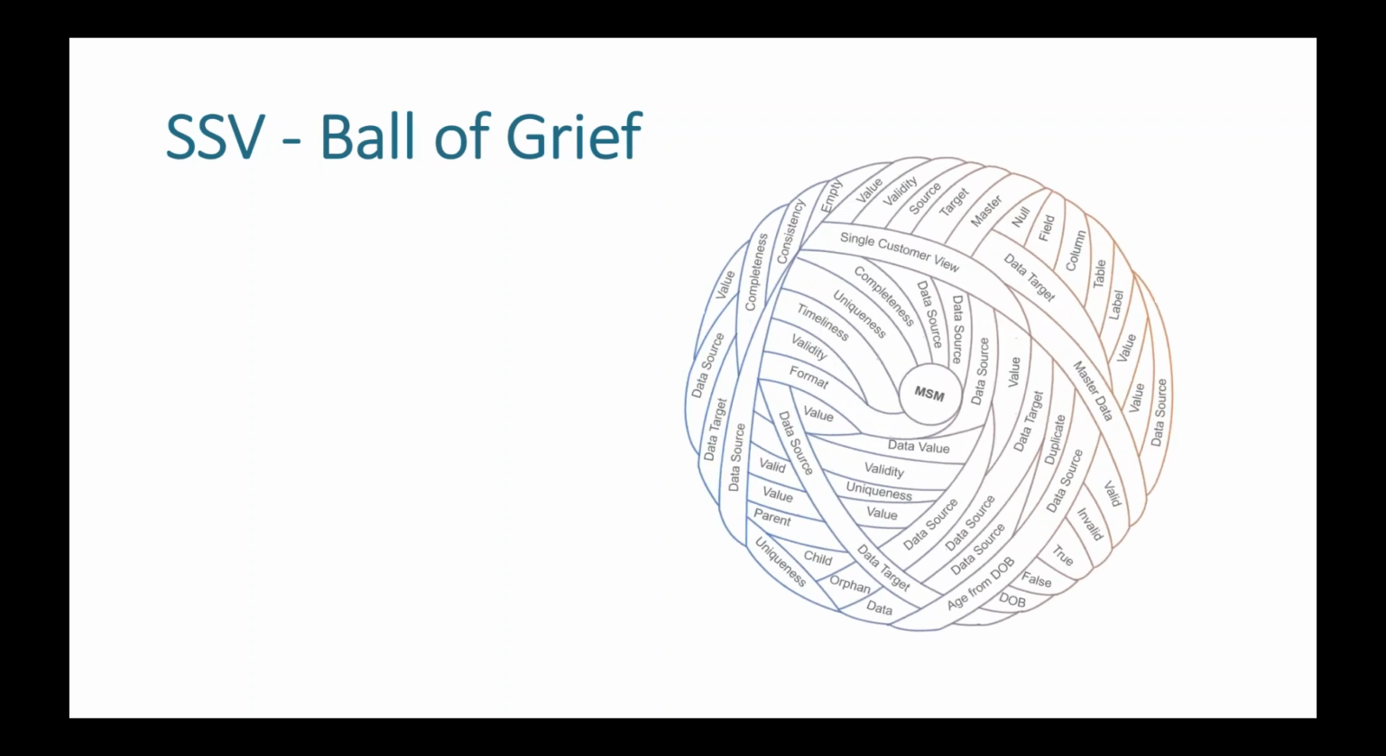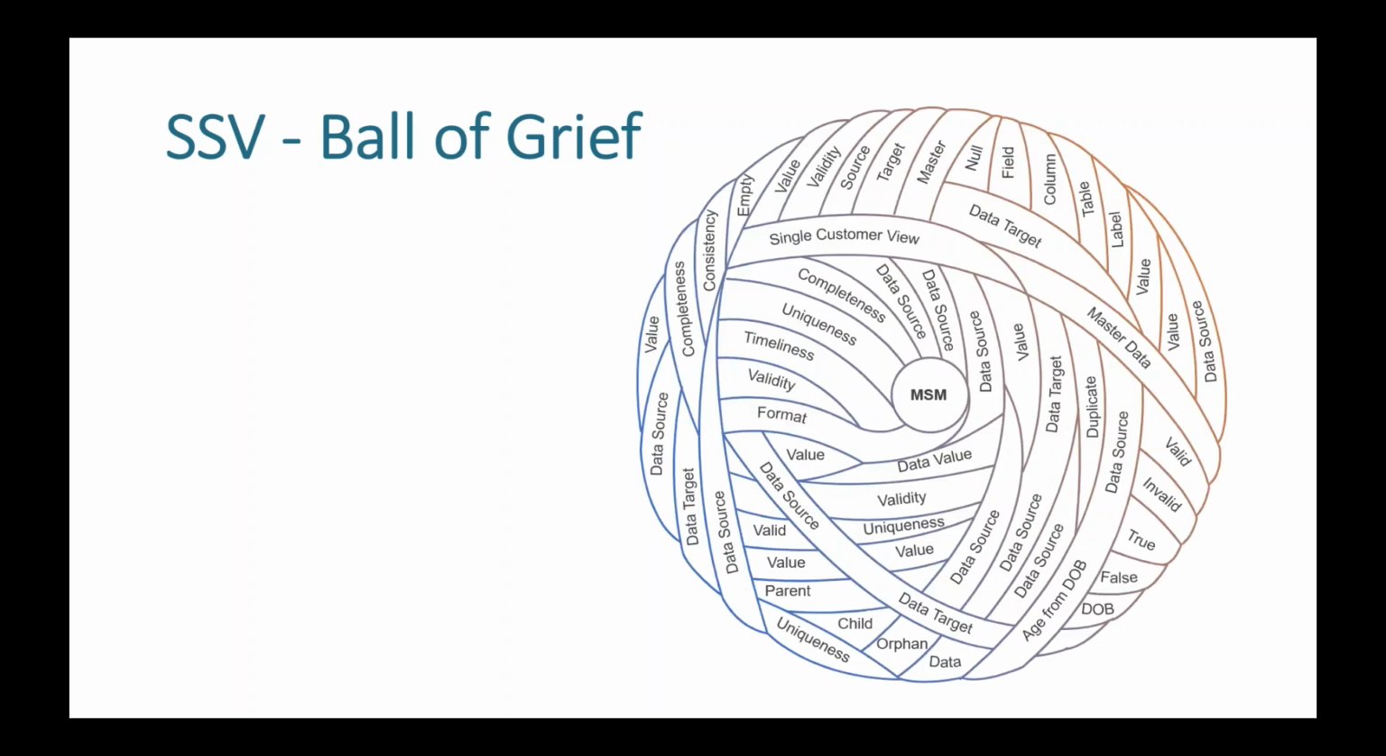So we start off with this ball of grief, as I describe it, where we have all sorts of data coming from everywhere. It's complete or incomplete, it's inconsistent, we don't know where the sources are, we've got duplicate data, etc., etc. And that's what we've got to do.